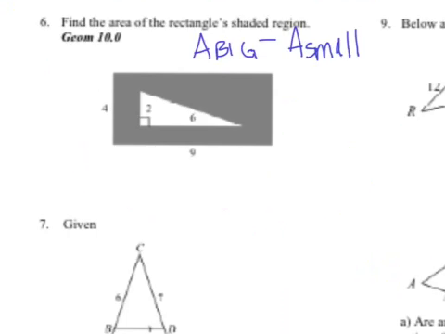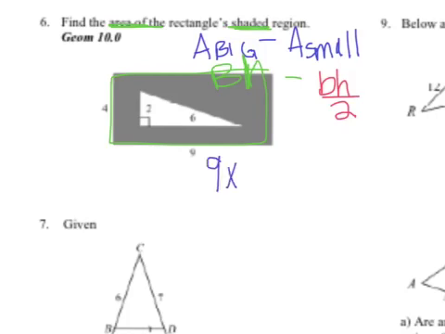Question 6 asks us to find the area of the shaded region. So again, we need the area of the big piece, which happens to be a rectangle. So that would be base times height. And then the area of the small, the inside is just a triangle, so that's base times height divided by 2. So the area of the bigger piece is 9 times 4, which is 36.